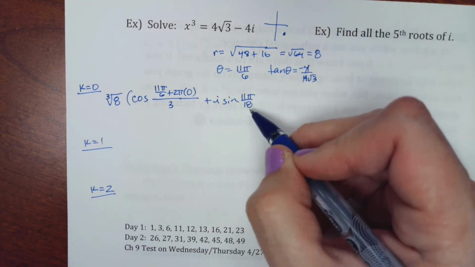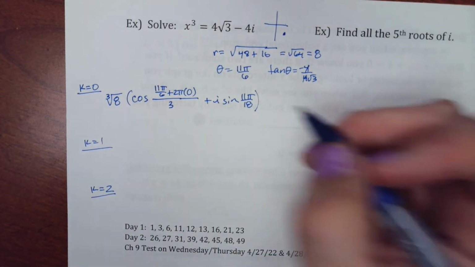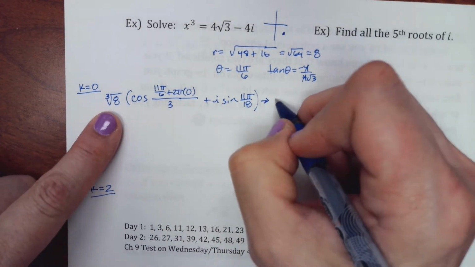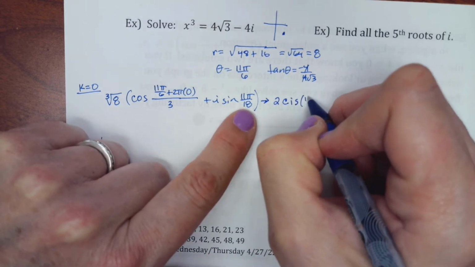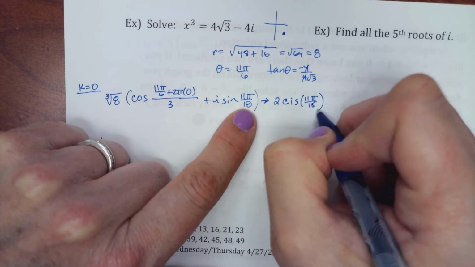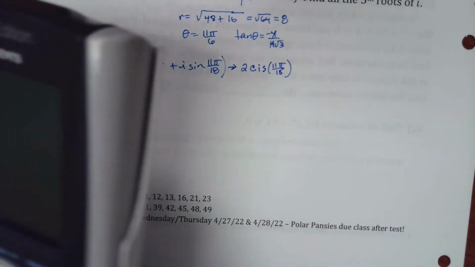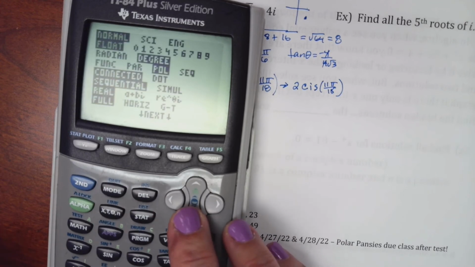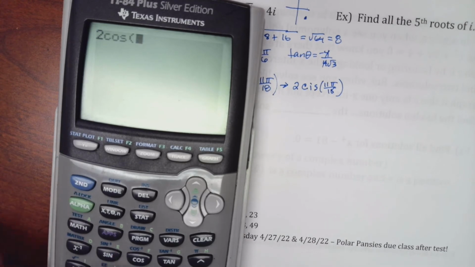So 11 pi over 18 is not something you know from your unit circle. So basically from here it's going to be calculator work. But before I do that, I am going to go ahead and rewrite this nicely. Cube root of 8 is 2, and then it's cosine plus i sine of 11 pi over 18. Okay, so once you have that, you can go ahead and figure out your pieces. So this is a radian, so I'm going to make sure that I'm in radians. And so I want 2 times the cosine of 11 pi over 18.